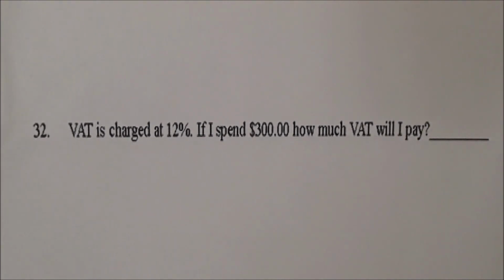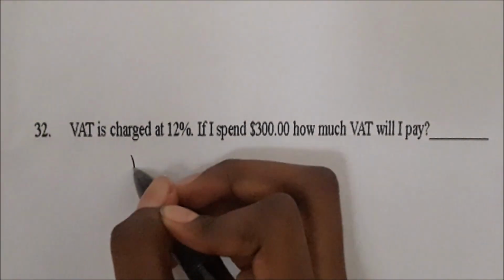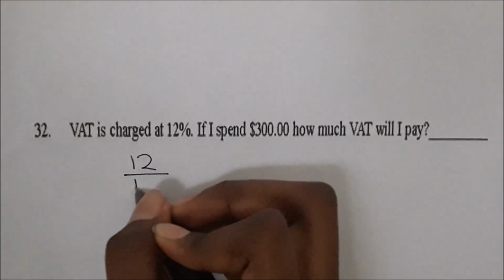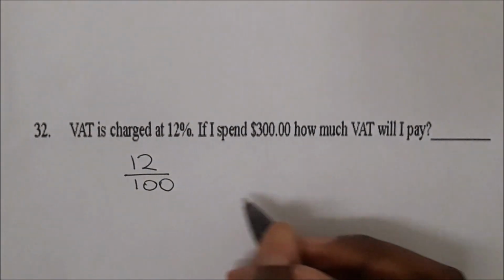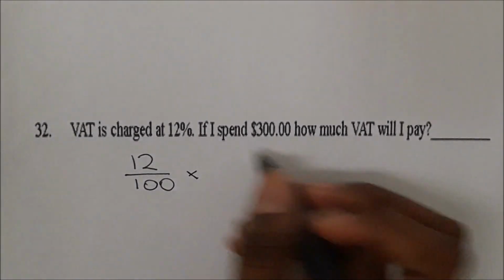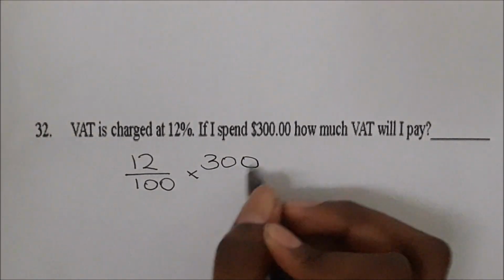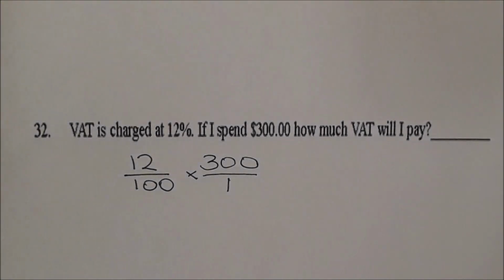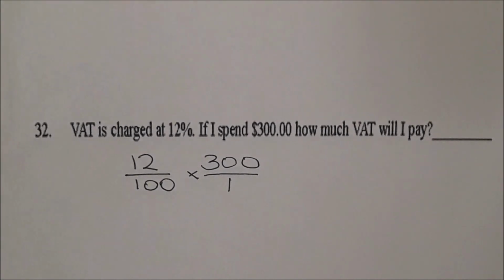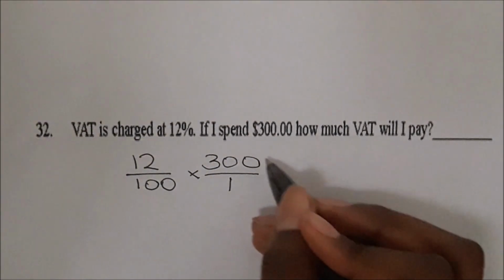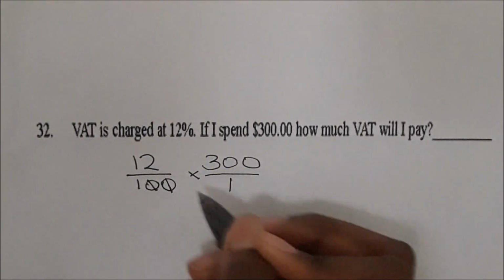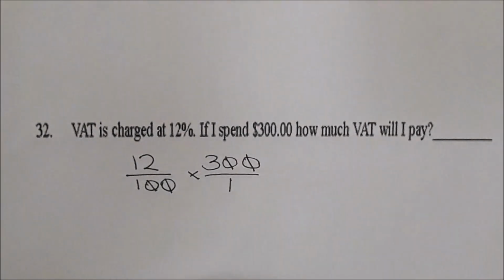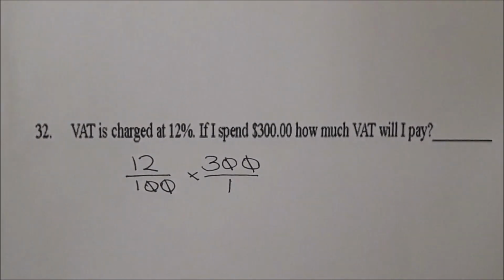Okay, let's work it, Rafaela. 12 over 100. Where did that come from? The VAT charged, 12%. Times 300 over 1. And where did the 300 come from? The $300 you spent. Okay. Can you cancel out top and bottom? Yes. The 300 and the 100. So divide by 100. 100 into 100 goes once, and 100 into 300 goes 3 times. Now put equal to the back and put what you're left with on the top.